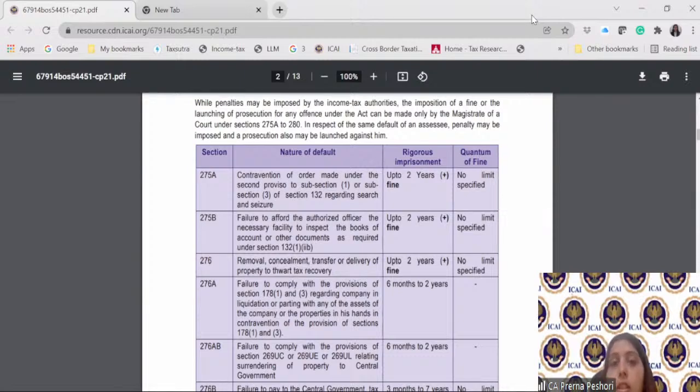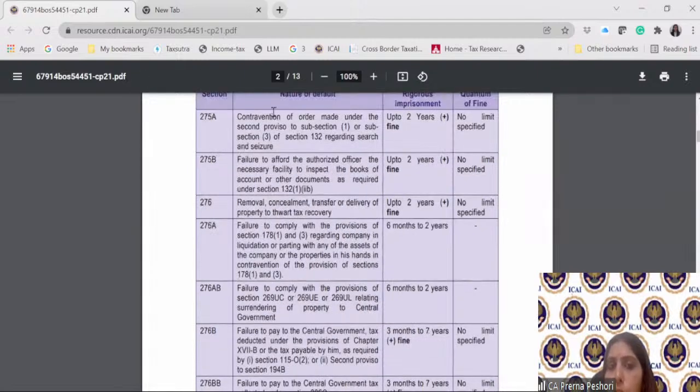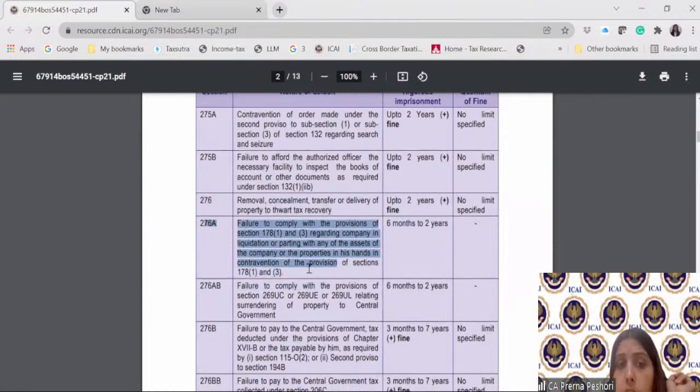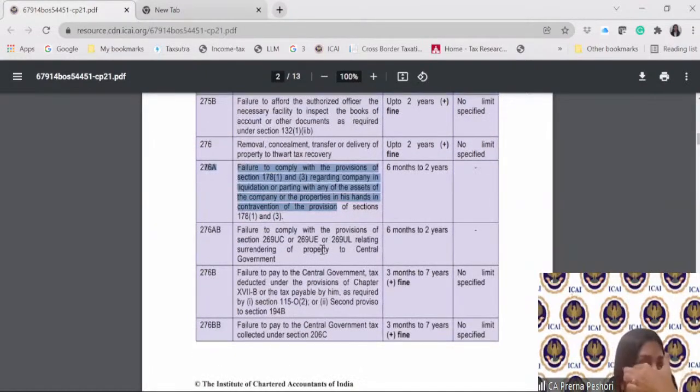Then, so these you can remember. For the search, you can remember that there is a rigorous imprisonment of 2 years if you do not afford the opportunity. This you may not necessarily remember. This again, not necessarily. Again, 276AB is also for the immovable property transfer. 276B, you can again remember, is failure to pay the central government the TDS.